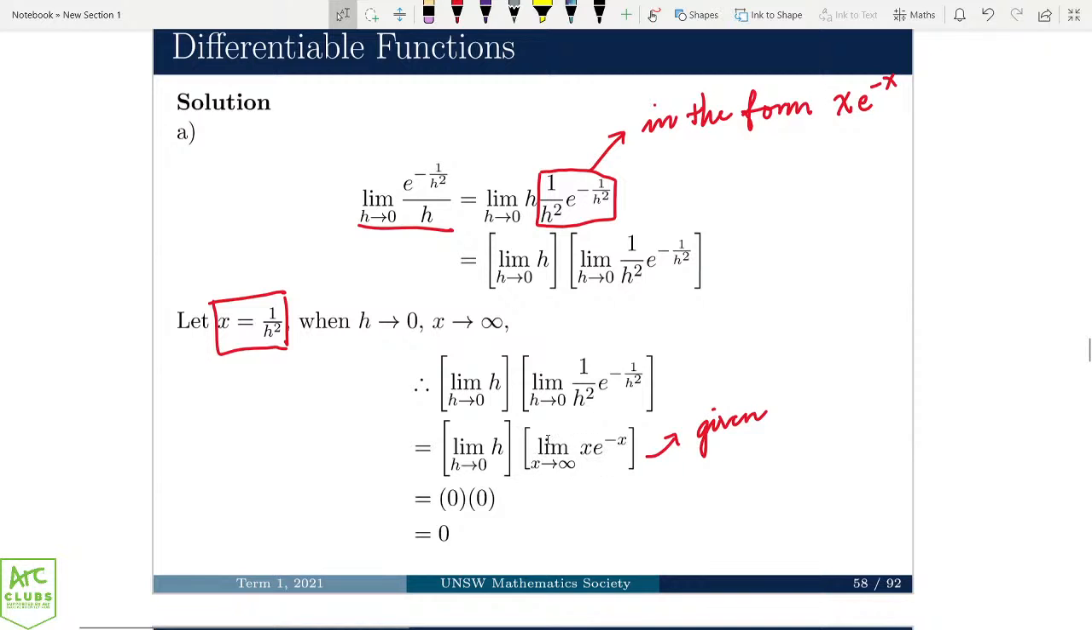And so we know from our question that this is equal to 0. And then over here, our limit of h as h approaches 0 is obviously going to be 0 as well. And so our final answer will simply be 0.